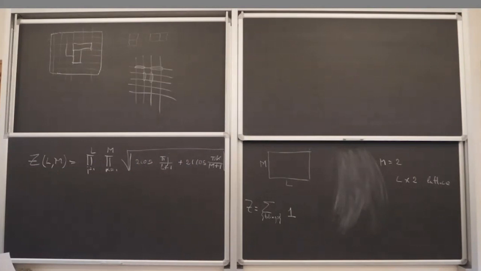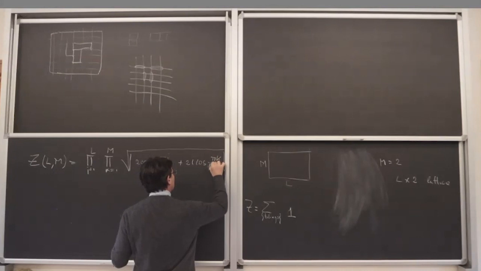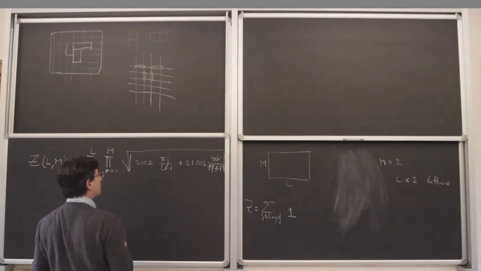So what is in front of the cosine? Sorry? Hard to read. What is in front of the second cosine? Is it the 2i? It is pi k. Yes, I will try to write bigger. And in front of this cosine? Pi k over m plus 1.